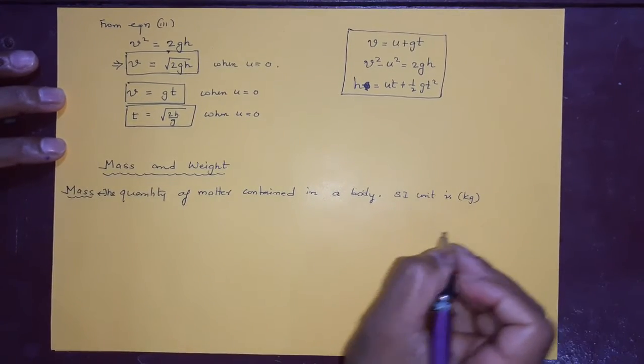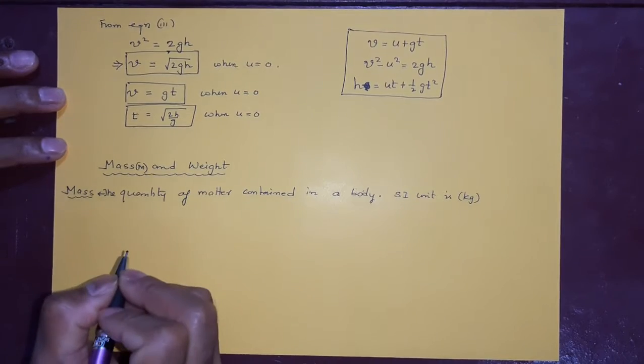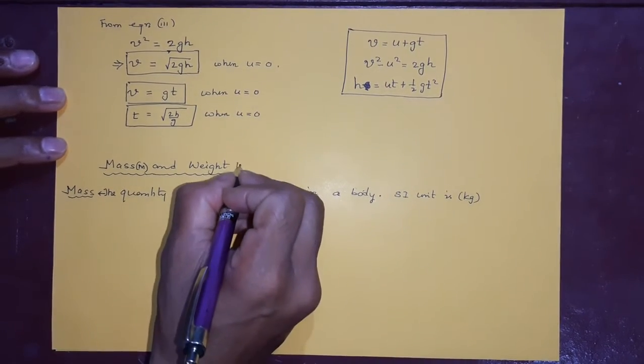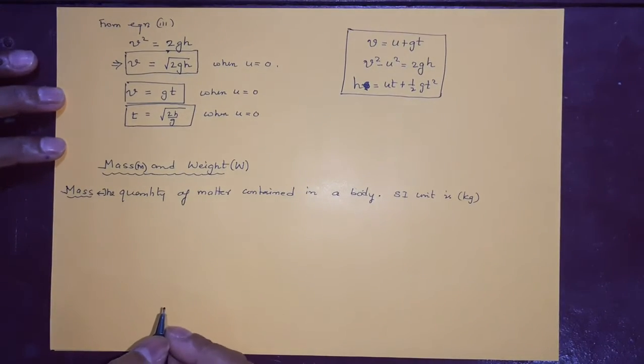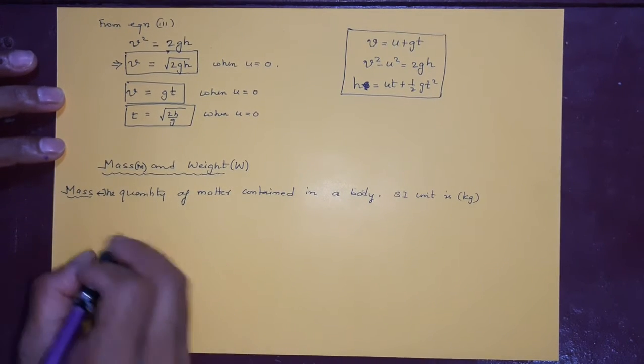kilogram, right? It is denoted by what? Mass is denoted by small m, okay. The weight is denoted by capital W. So this is the one. So these are the two things we are going to do. How do we measure mass?